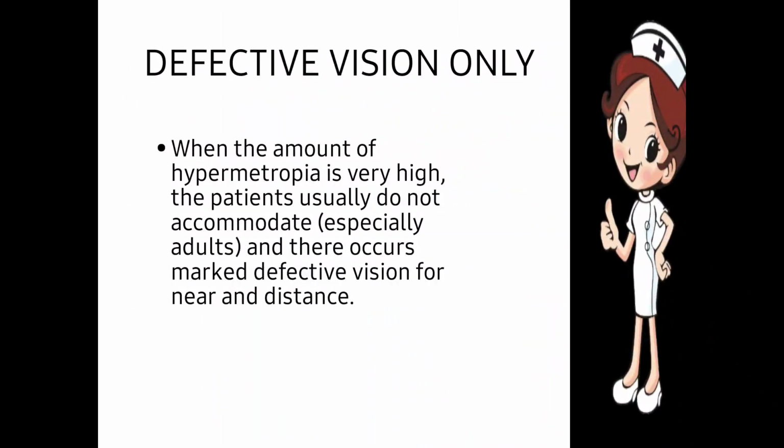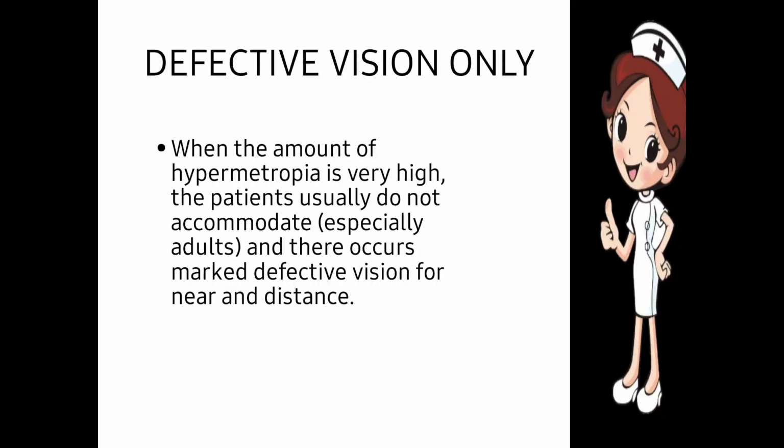Next one is defective vision only. So when the hypermetropia is very high, for example plus 7 or plus 8, the patient is not able to correct it by using the accommodation power, because the lens has limited accommodation power and it keeps on reducing after the age of 40.